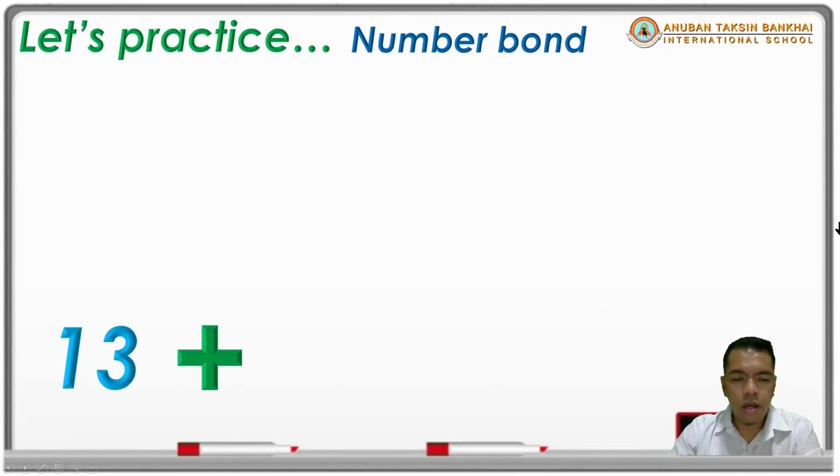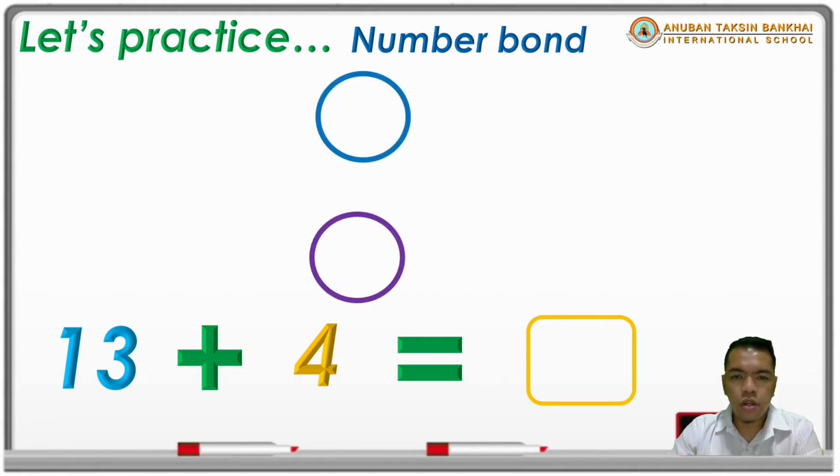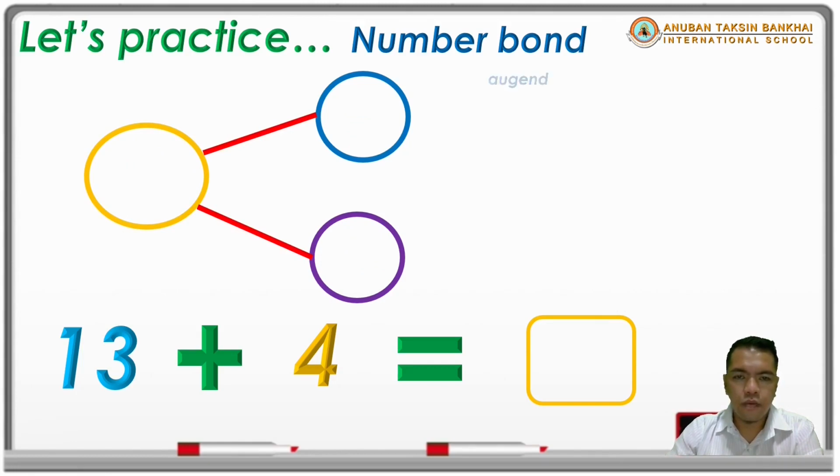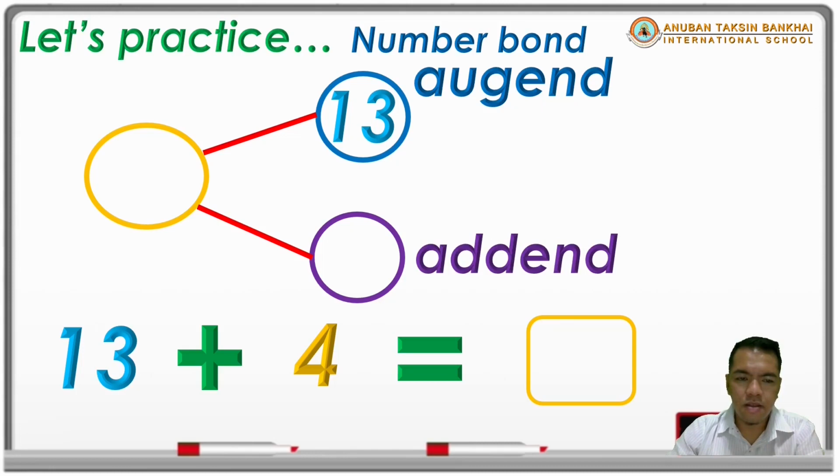13 plus 4 is equal to blank. Let's find our sum using number bond method. We have here 2 parts and a whole connected by 2 lines. Let's find our odd. What's our odd? Is it 13 or 4? 13. Then what's our add-on? 4. Good. 13 and 4 makes how many?